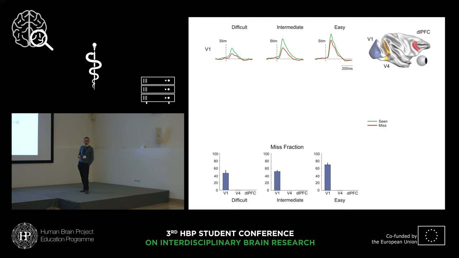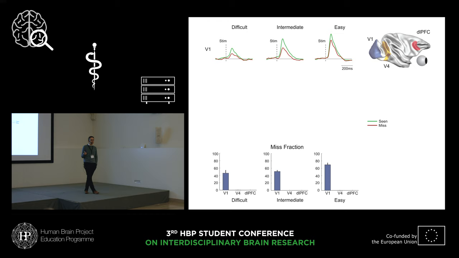What is also interesting here is to see that those stimuli that are easy but missed elicit actually more activity than those stimuli that are difficult and seen. As if V1 activity is not a perfect predictor of whether a stimulus is going to make it into consciousness or not. Okay?